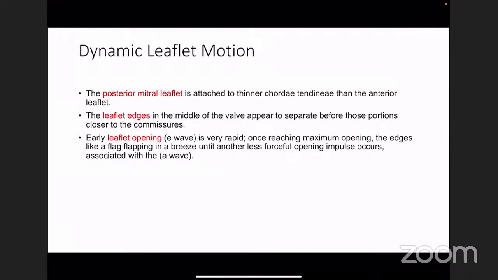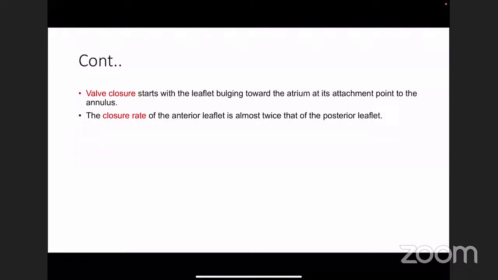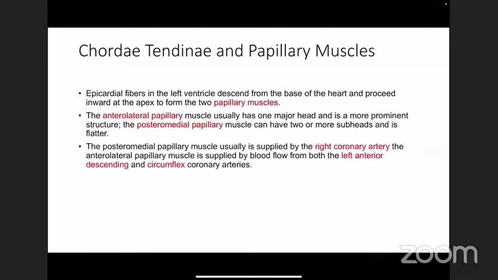Dynamic leaflet motion. The posterior mitral leaflet is attached to thinner chordae tendineae than the anterior leaflet. The leaflet edge in the middle of the valve appears to separate before the portion closer to the commissures. Early leaflet opening, the E wave, is very rapid; once reaching maximum opening, the edge flutters like a flag flapping in a breeze until another less forceful opening impulse occurs, associated with the A wave. Valve closure starts with the leaflet bulging toward the atrium at its attachment point to the annulus. The closure rate of the anterior leaflet is almost twice that of the posterior leaflet.